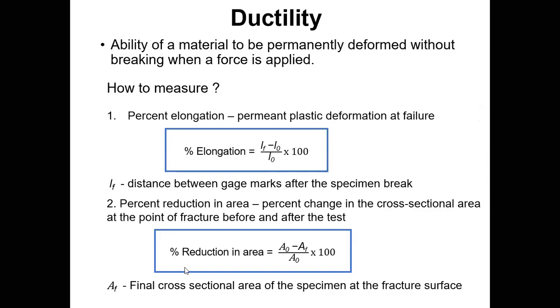Then the other way is the percentage reduction of area. In measuring ductility, we can use the reduction in area. When the applied stress exceeds the tensile stress, I told you that the material starts necking, right? Then at that point, the cross section becomes smaller and smaller, and ultimately it will break, right?